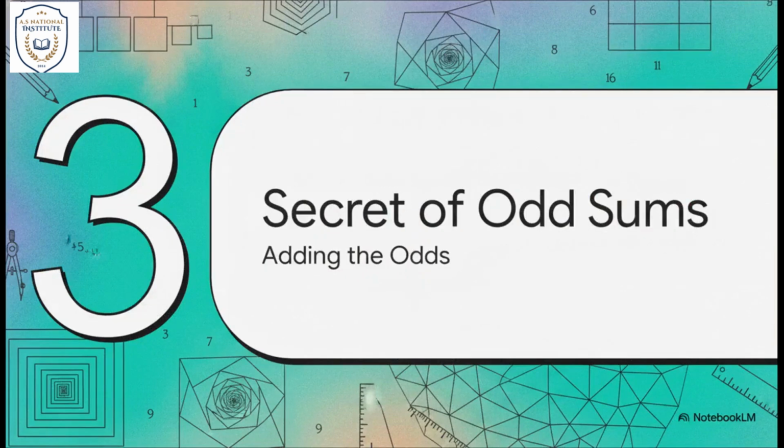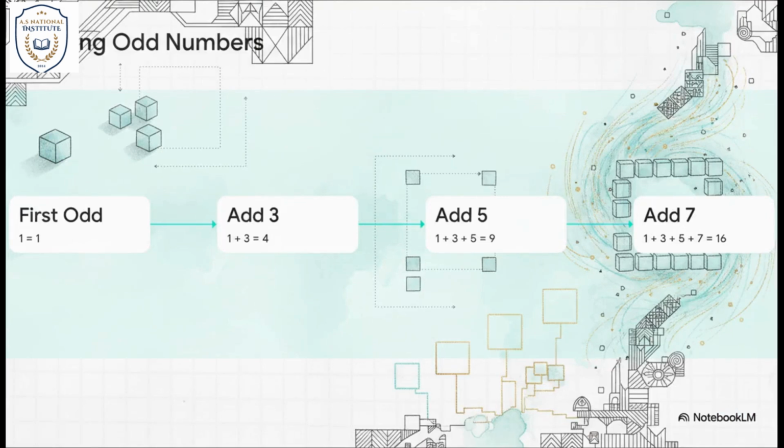Which brings us to Section 3, the secret of odd sums. Now that we can visualize these shapes, let's figure out a new mystery together. Let's act like true mathematical artists. What happens if we just start adding up odd numbers, step by step?